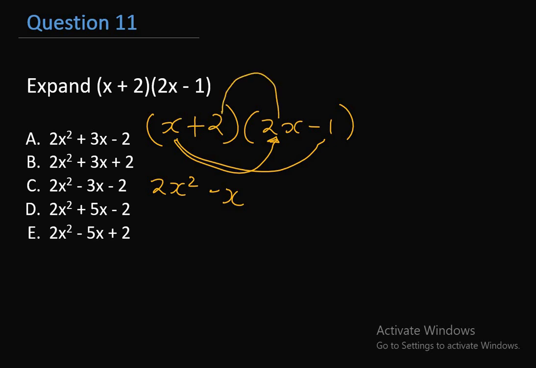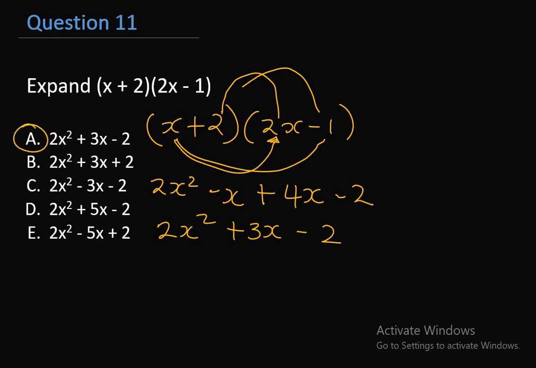2 times 2x will give me plus 4x. Then 2 times minus 1 will give me minus 2. Now, 2x squared minus x plus 4x will give me plus 3x minus 2. So the right answer is 2x squared plus 3x minus 2, option A.